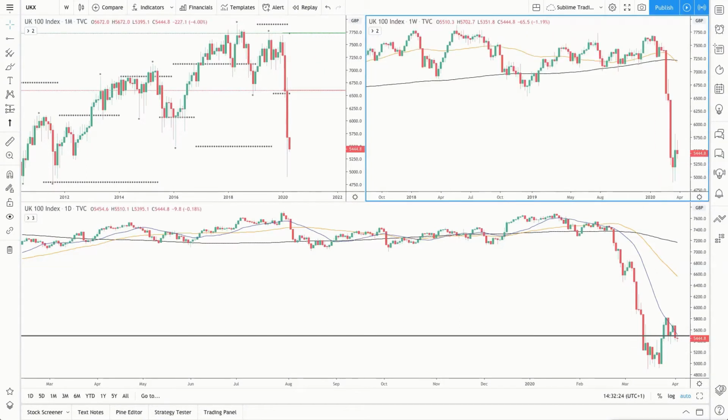If we move across to the weekly time frame, we can see that price is below the 200 moving average and the 50 simple moving average. Good weakness to the downside. We can also see the 50 is now looking to cross below the 200 moving average.